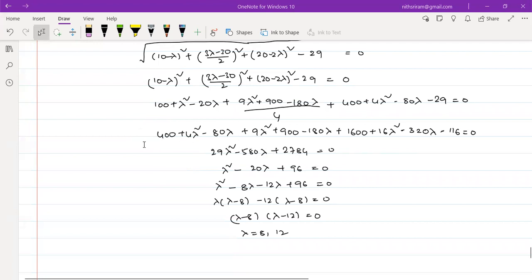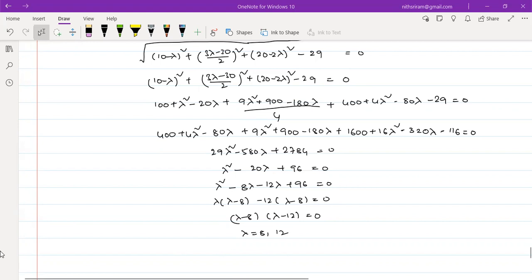So this is a quadratic equation in lambda. I have cancelled 29 from this equation so that we get lambda square minus 20 lambda plus 96 is equal to 0. Here we have the factors, 12 eights are 96. By writing minus 20 as minus 8 lambda minus 12 lambda, we get lambda into lambda minus 8 minus 12 into lambda minus 8 is equal to 0. So finally lambda is equal to 8, 12.